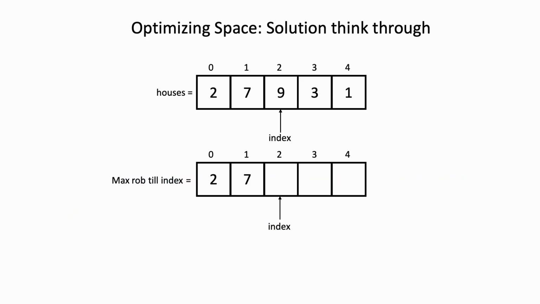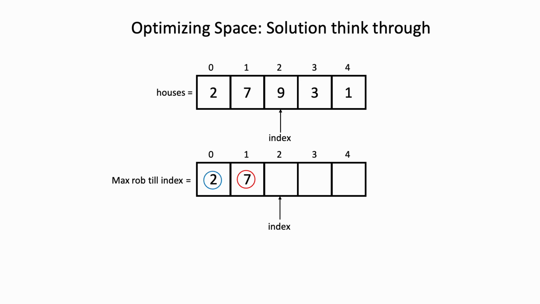Let's say we are at index 2 and we somehow already calculated the max rob till index 0, that is 2, and max rob till index 1, that is 7. How did we calculate this? We will look at a later point when coding the solution.